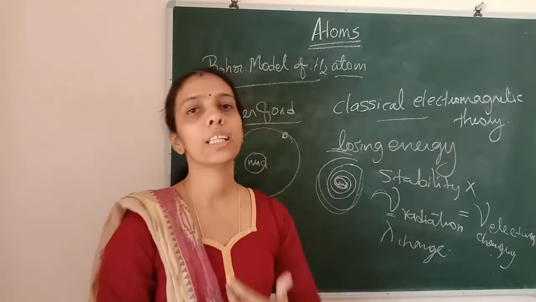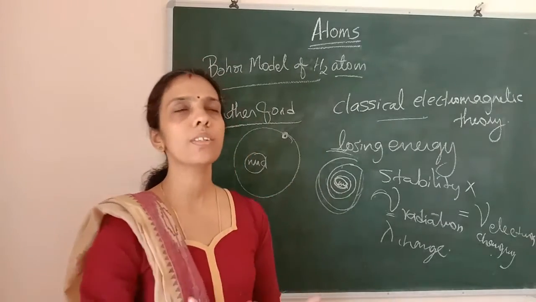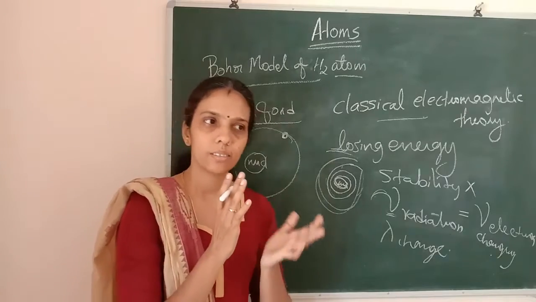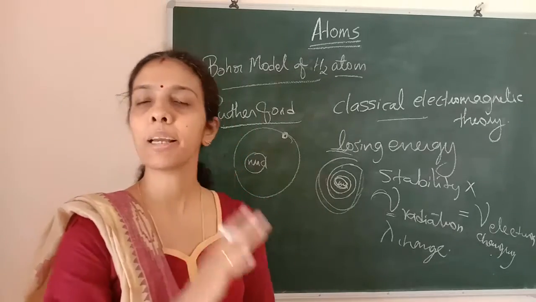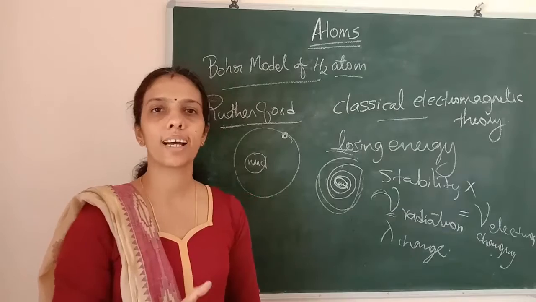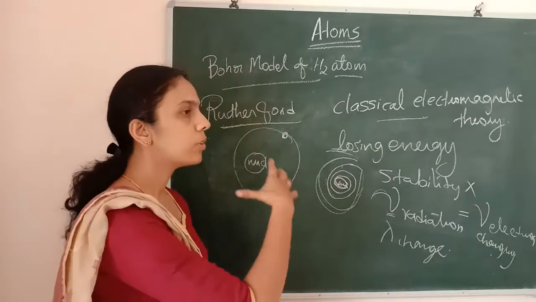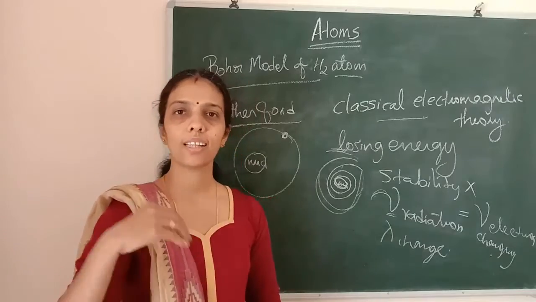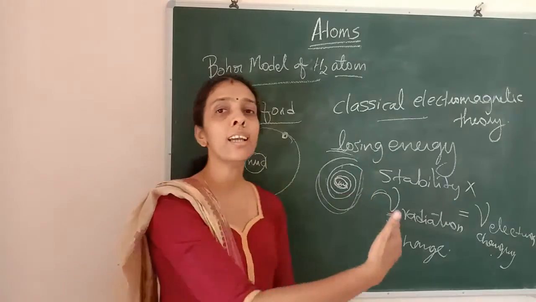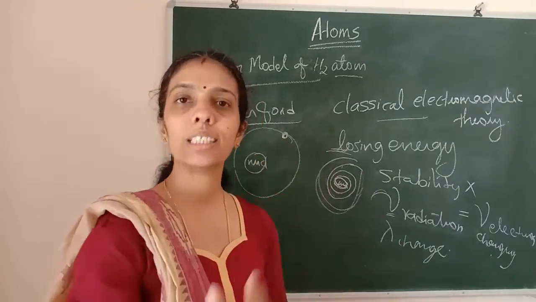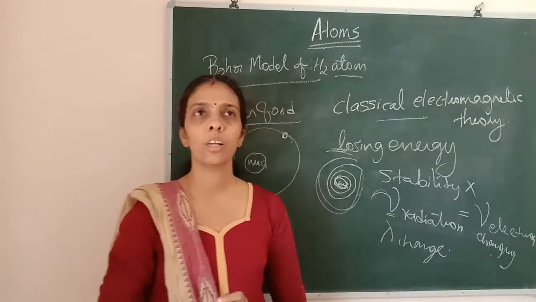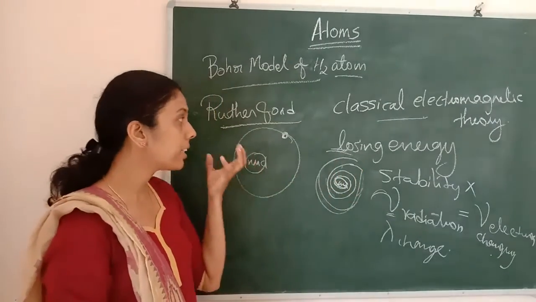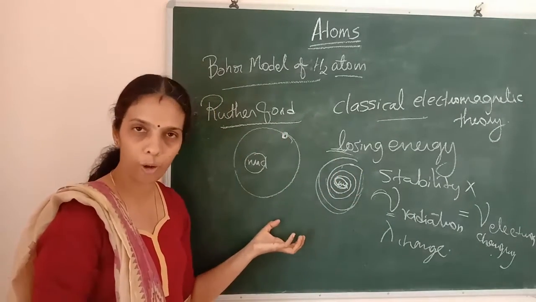Next, Niels Bohr came, and he was doing research in Rutherford's lab itself. He did some experiments and became convinced that whatever Rutherford explained is correct. But he understood that as per classical theory, we can't explain all these phenomena. So how can we give a correct explanation for Rutherford's model?